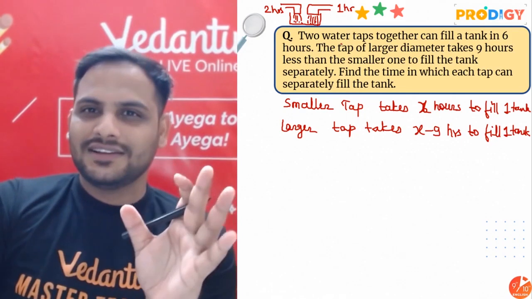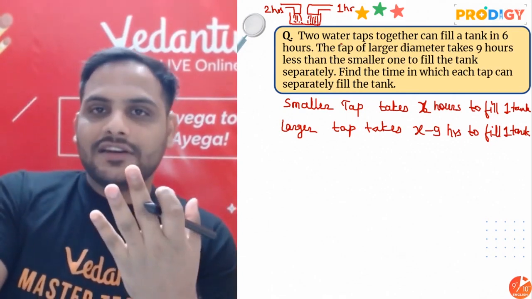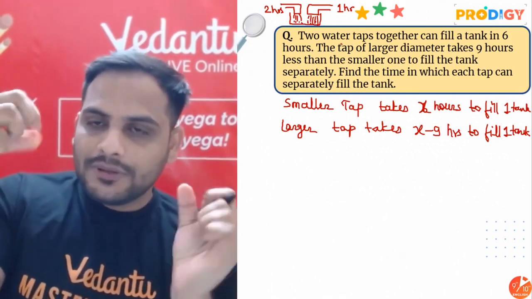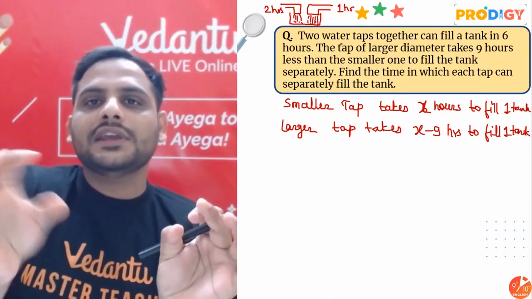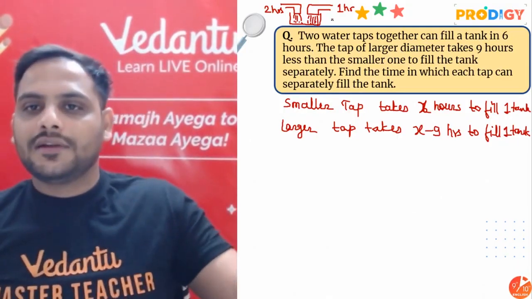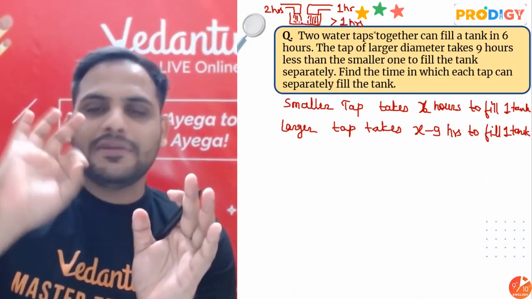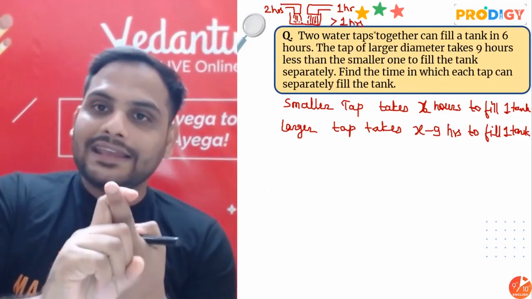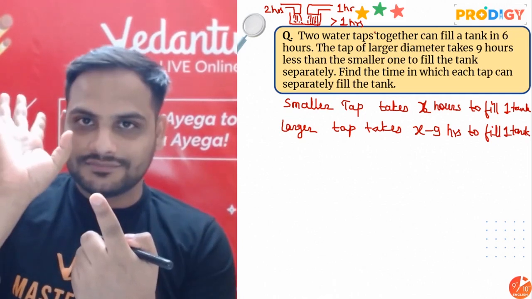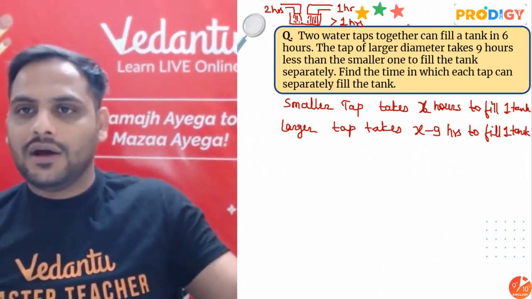Will it be possible? You'll say no sir. If alone the larger tap takes 1 hour, if I open both the taps together, obviously it is going to be less than 1 hour. So time does not get added over here. Time is not being added over here. What I can add is the water. Water I can add. How?